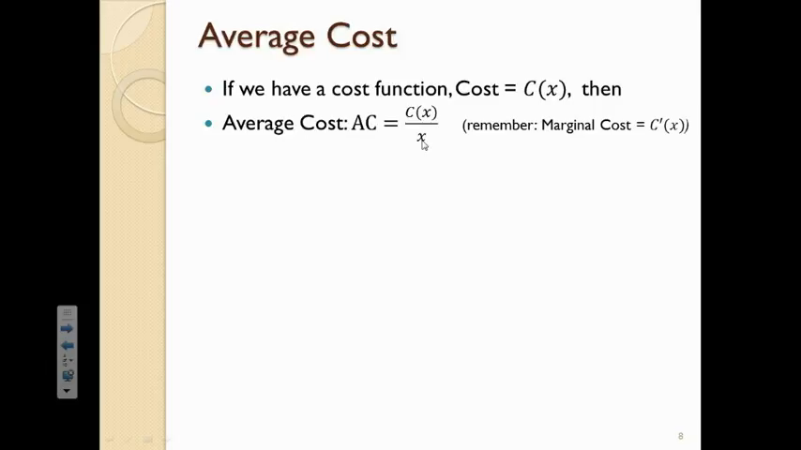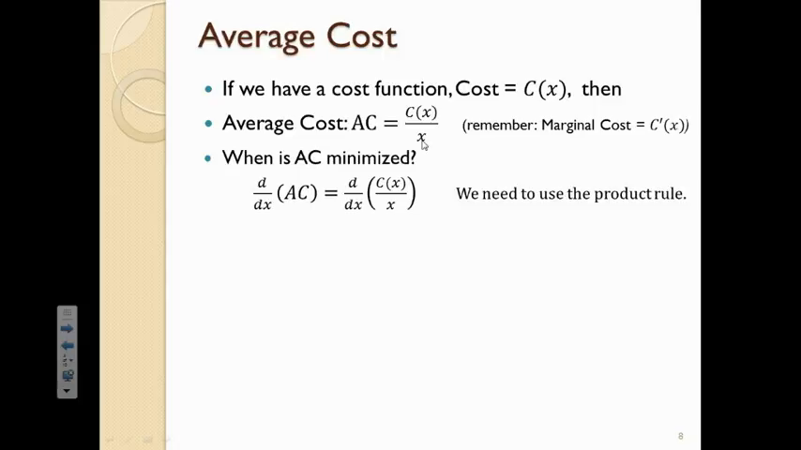Now, if we wanted to find out where our average cost is minimized, again, that's something that we are very interested in, minimizing cost. Well, what would we do? We take our average cost and we would take the derivative of that. So the derivative of the average cost is going to be equal to the derivative of our cost function divided by x. Now, to find the derivative of this, we need to use the product rule.